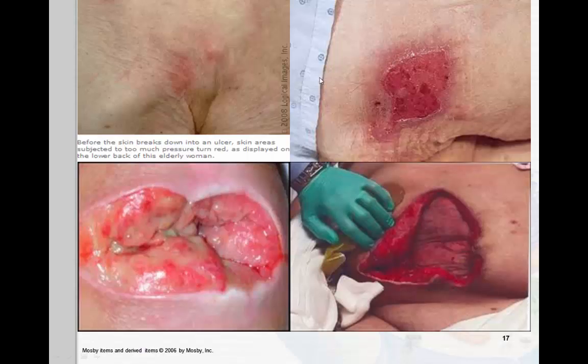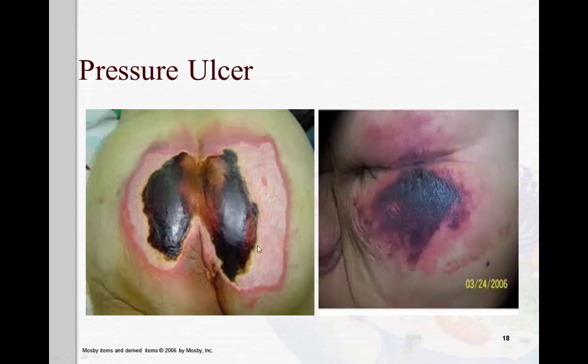These are the different stages, up to non-stageable.